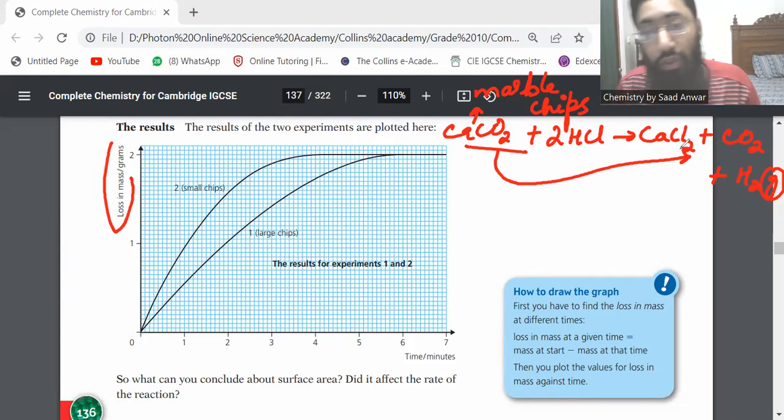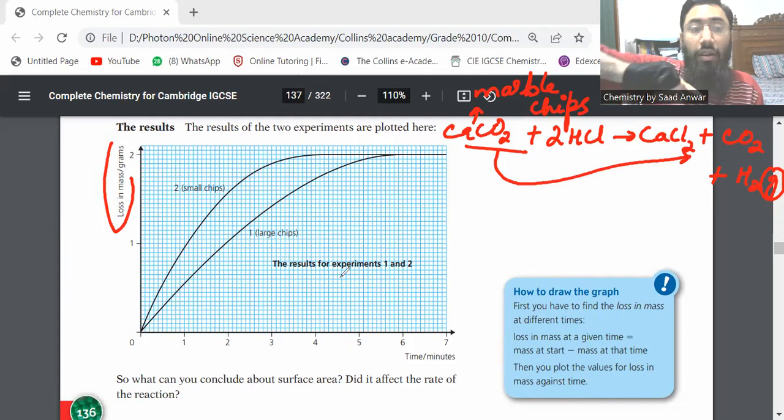What we have to figure out here is, we have experiment 1 and we have experiment 2, and we have to figure out in which experiment the loss of reactants mass takes place earlier. Means in which experiment the loss of reactant mass will take less time. Like here, see this graph carefully.